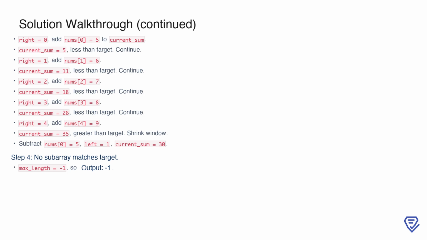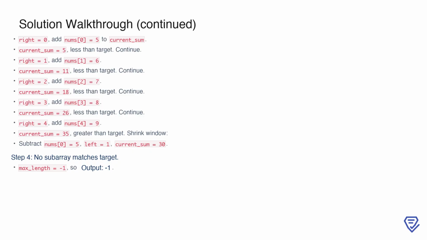At right equals 3, adding nums[3], 8, brings current_sum to 26. This remains below the target. Finally, at right equals 4, adding nums[4], 9, increases current_sum to 35, surpassing the target. To adjust, we shrink the window by removing nums[0], reducing current_sum to 30.